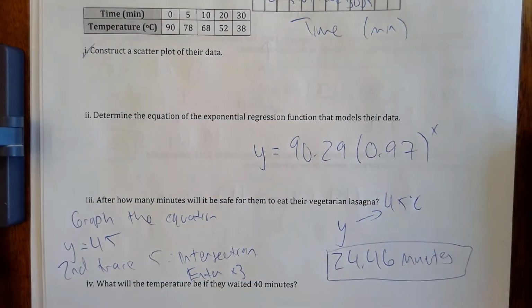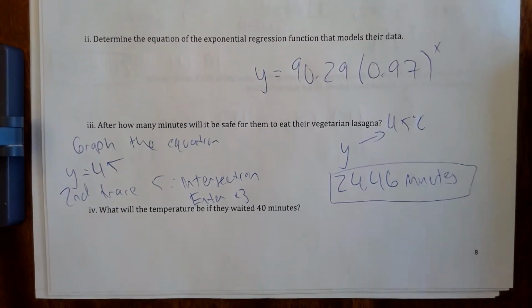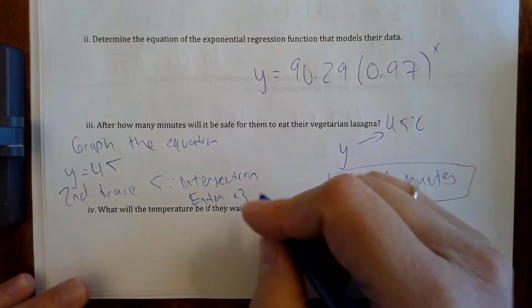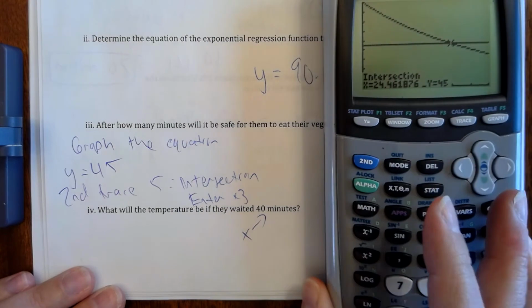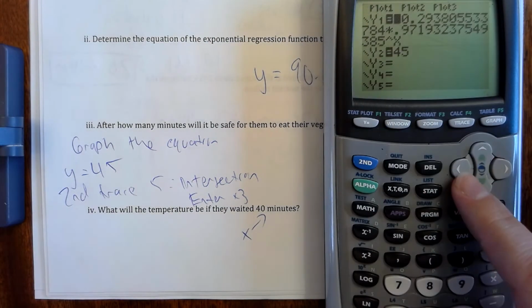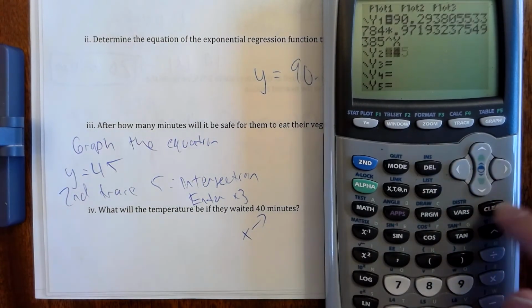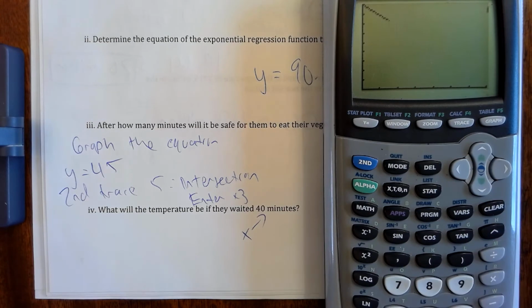Exactly the type of question you would have gotten in polynomials, right? What will be the temperature if they waited 40 minutes? Well, that's an x value, which is great because I don't really love doing the intersection thing. I'm just going to get rid of that second line, so I'm going to clear that, just so it doesn't kind of get in my way. And I have to make sure my window setting is big enough to see that value, or else I'll get an error, which is, you know, not ideal.